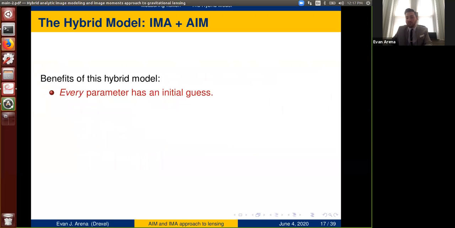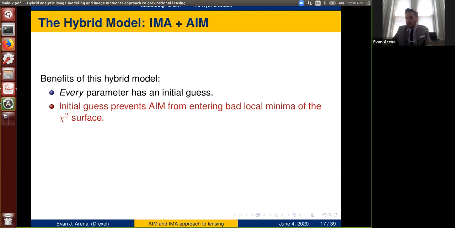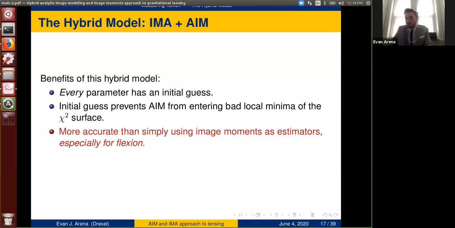So the benefits of this hybrid model are that every parameter has an initial guess. These initial guesses prevent AIM from wandering into bad local minima of the chi-squared surface. It's more accurate than simply using image moments as estimators, especially for flexion. And since good initial guesses are provided, it converges to a minimum faster than AIM would alone.